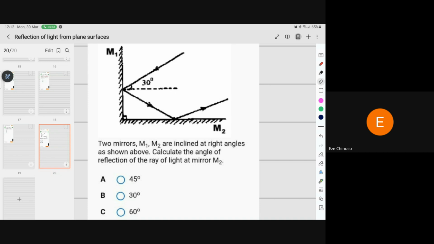So here we are asked to find... This is a scenario whereby we have two mirrors and the ray is reflected from the two mirrors. What we are asked to find is the reflection on the second mirror, which is M2. Then on that second mirror, if you divide it as angle 90, you will be able to find the angle of incidence with the angle theta below.